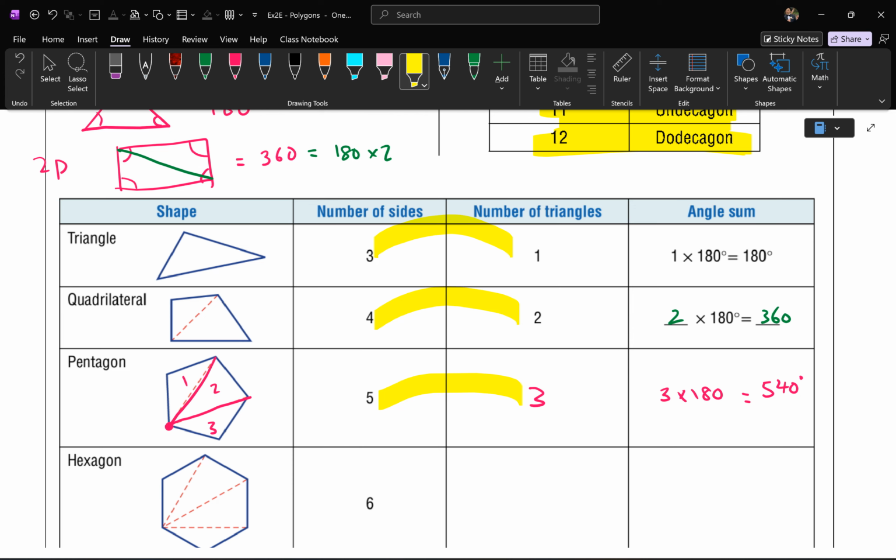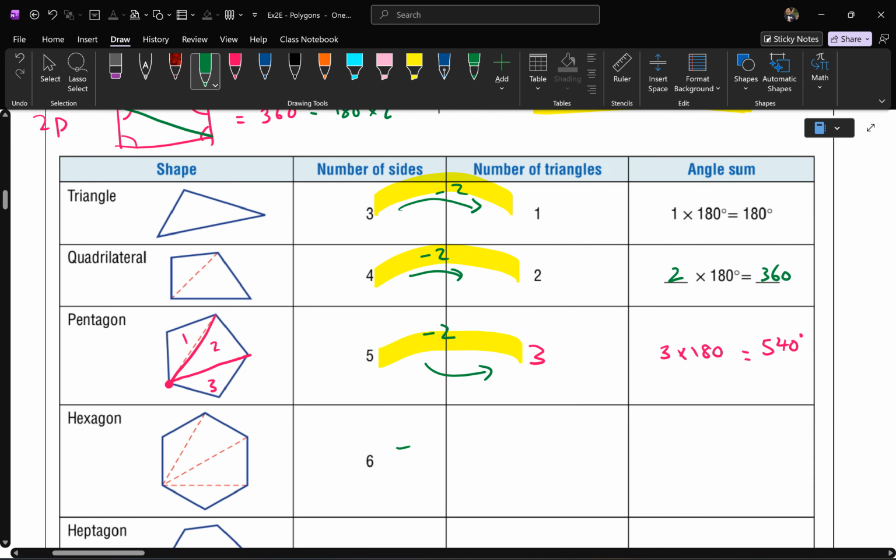Is that Piera? 2 numbers in between. It's 2 less. So essentially, if you know the number of sides, minus by 2, that should tell you the number of triangles. See, 3 minus 2 tells you 1. 4 sides, take away 2, tells you there'll be 2 triangles. So that means in the next one, same thing. 6 sides, you minus 2 tells you the number of triangles you're going to get.